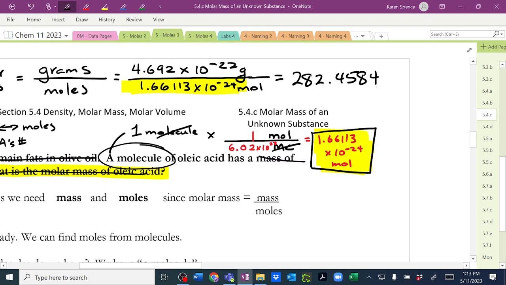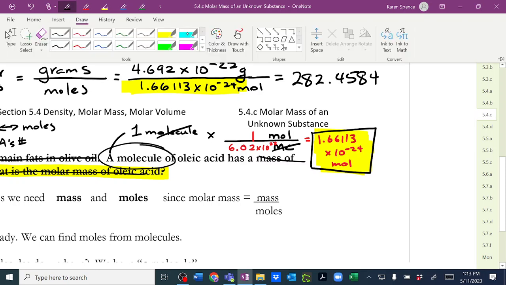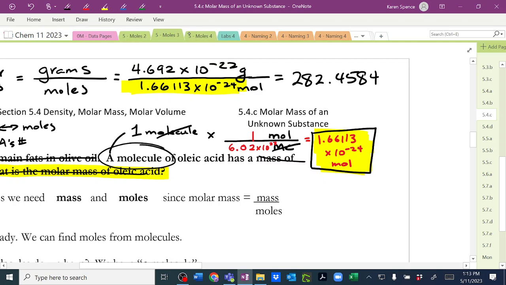How many significant figures should we have in our answer? We've got a 1 here. How many sig figs? Infinite. We got a 1 here. Infinite. We got a 6.02, 3 sig figs. We got a 4.692, 4 sig figs. So we need to have 3 sig figs. So that's going to become 282. And what is the unit? Grams per mole.